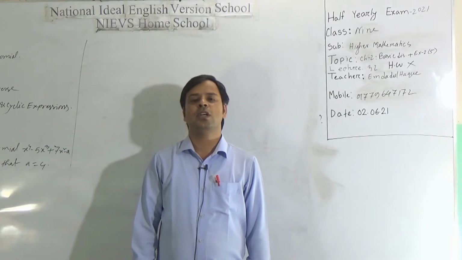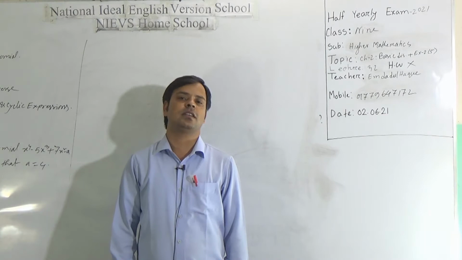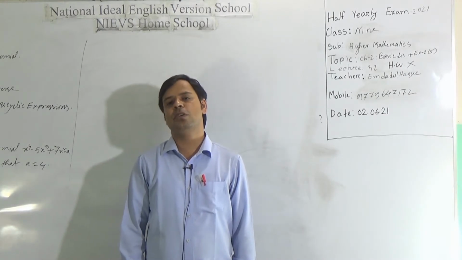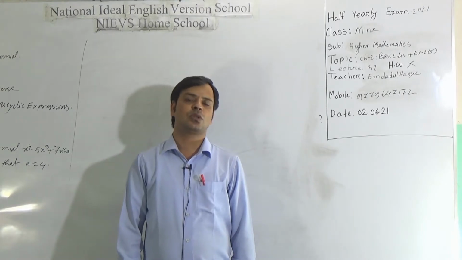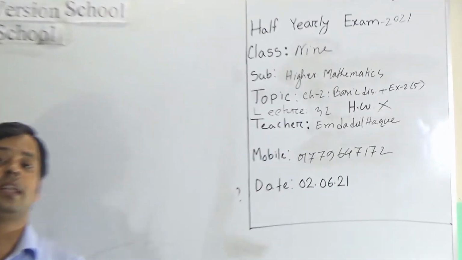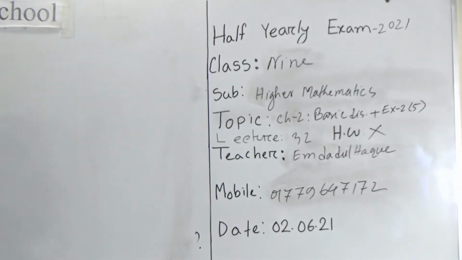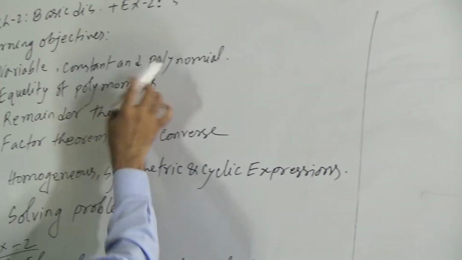Dear students, today I am going to conduct a higher mathematics class of class 9. Our today's topic is Chapter 2, Basic Discussion, and exercise 2, question 5 I will solve in our today's class. Okay, dear students, so let us see what we will learn in our today's class. It means our learning objectives. So at first we will learn variable, constant and polynomial.